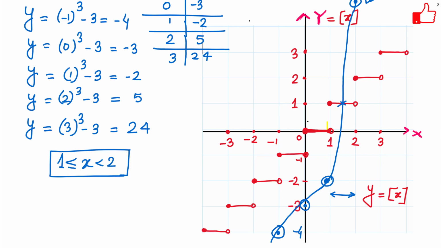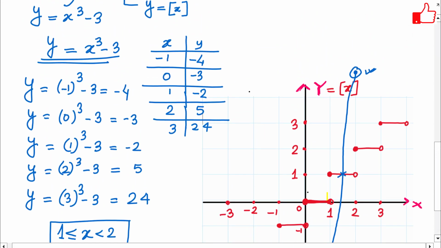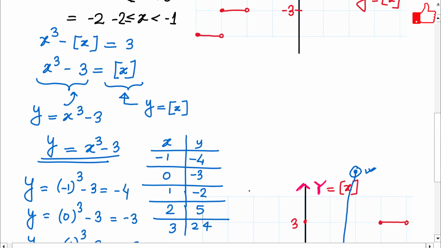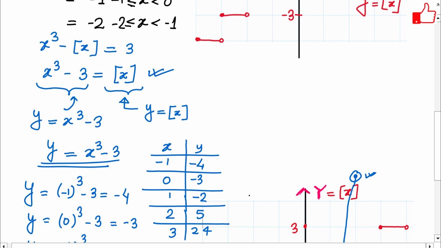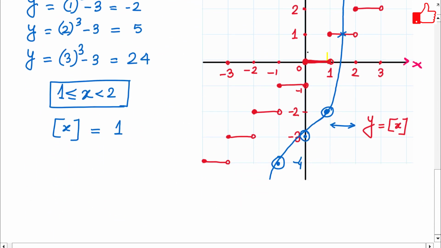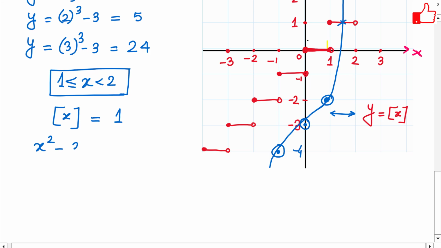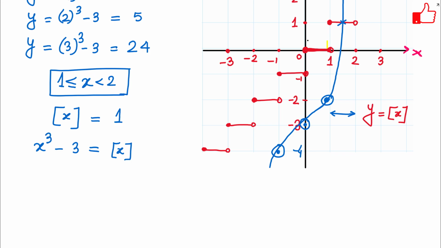Now the problem can easily be solved, because if I know that x lies between 1 and 2, what is greatest integer x? Greatest integer x for a number that lies between 1 and 2 is 1. So I can simply plug in my equation. The original equation was x cube minus 3 equals greatest integer x, not x square, this is x cube. So now we have x cube minus 3 equals 1, so x cube equals 4.